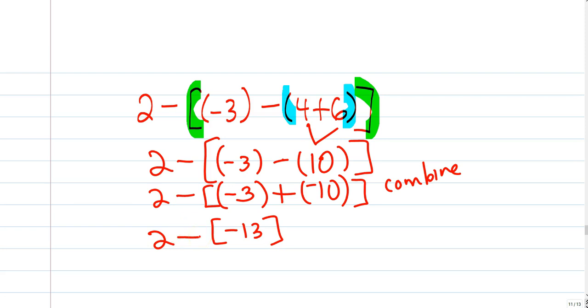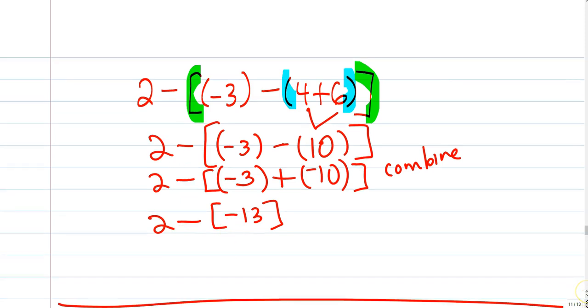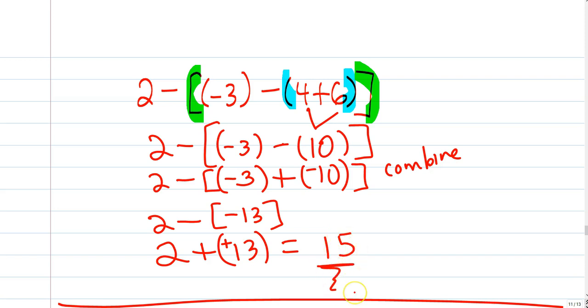And last but not least, now that we've taken care of those parentheses, I can deal with the subtraction at the bottom. But how do I do 2 minus negative 13? Well, for this subtraction problem, the first part, the 2, stays the same. We change the subtracting to adding, and the negative 13 becomes a positive 13. What is 2 plus 13? And that would be our final answer there.